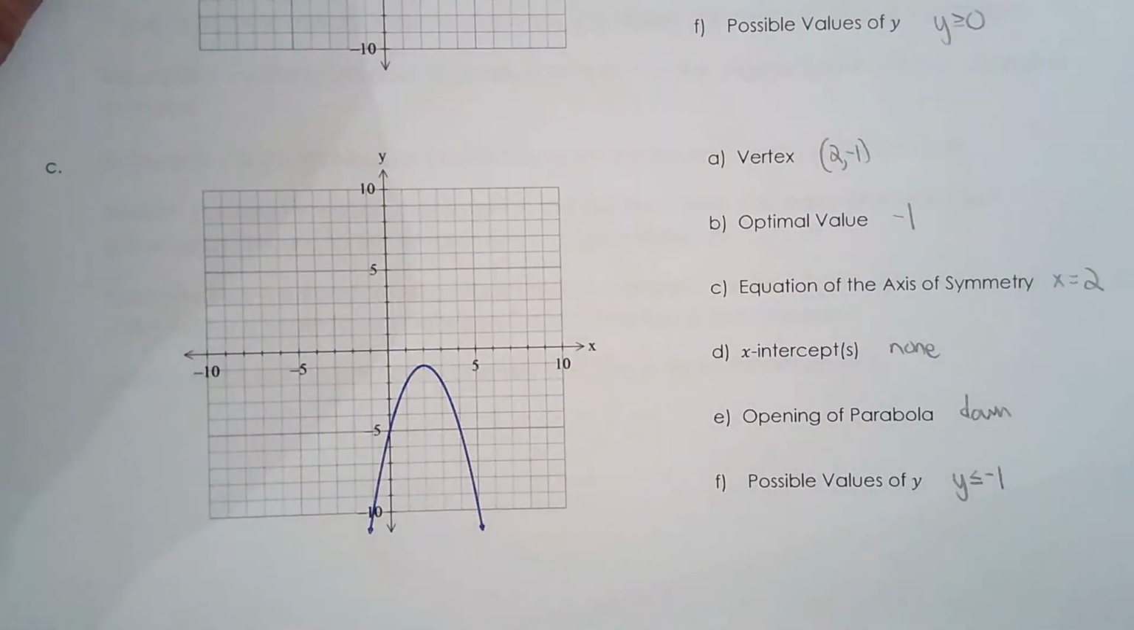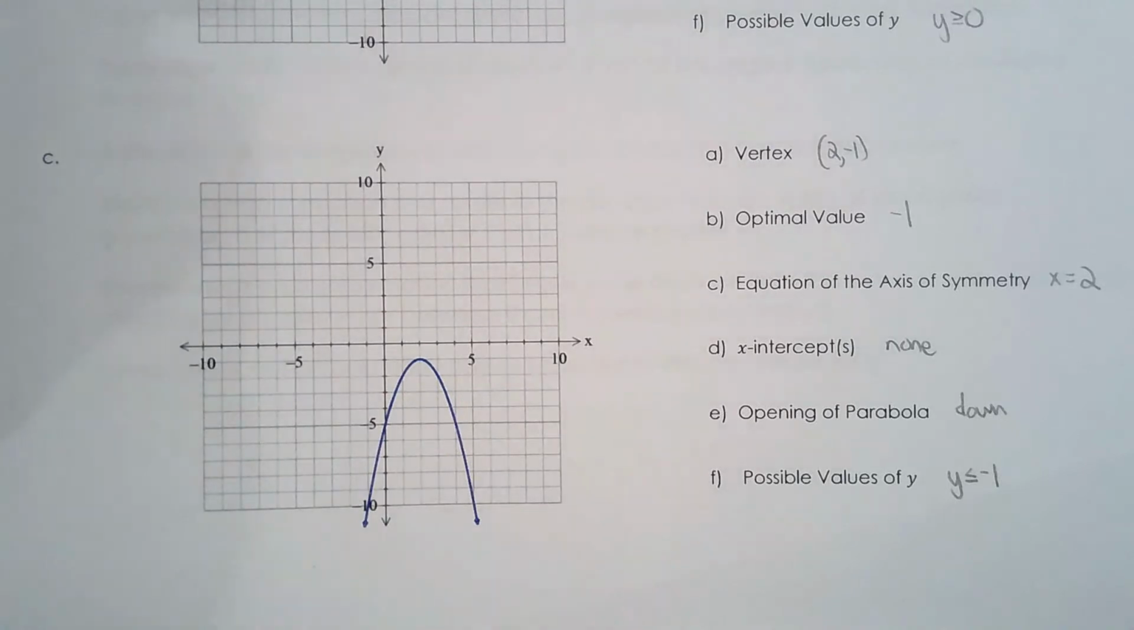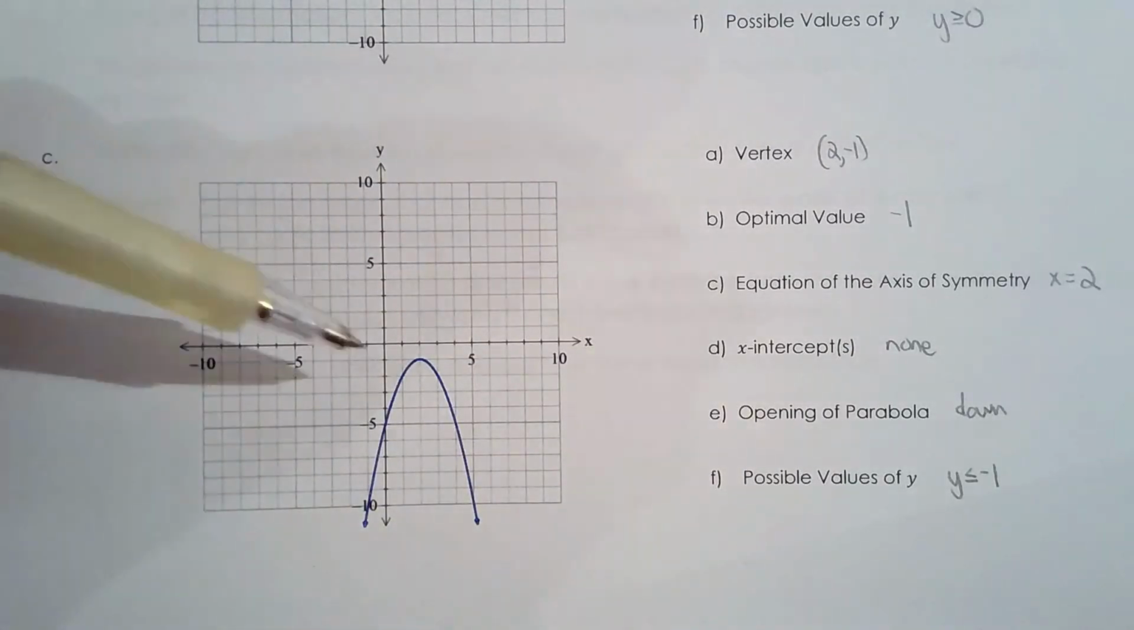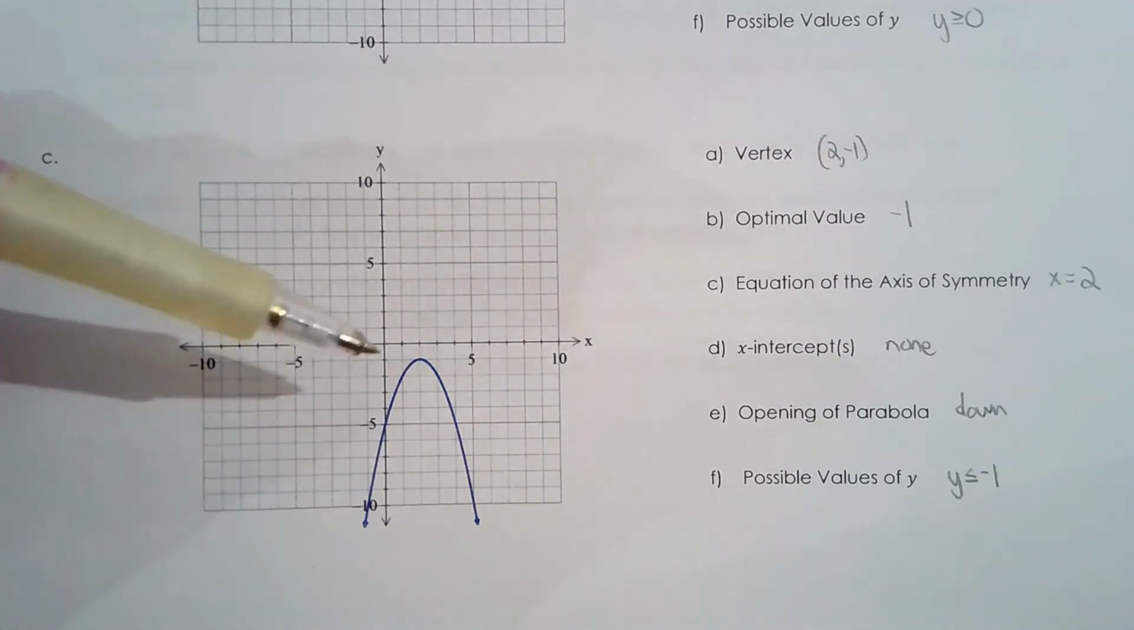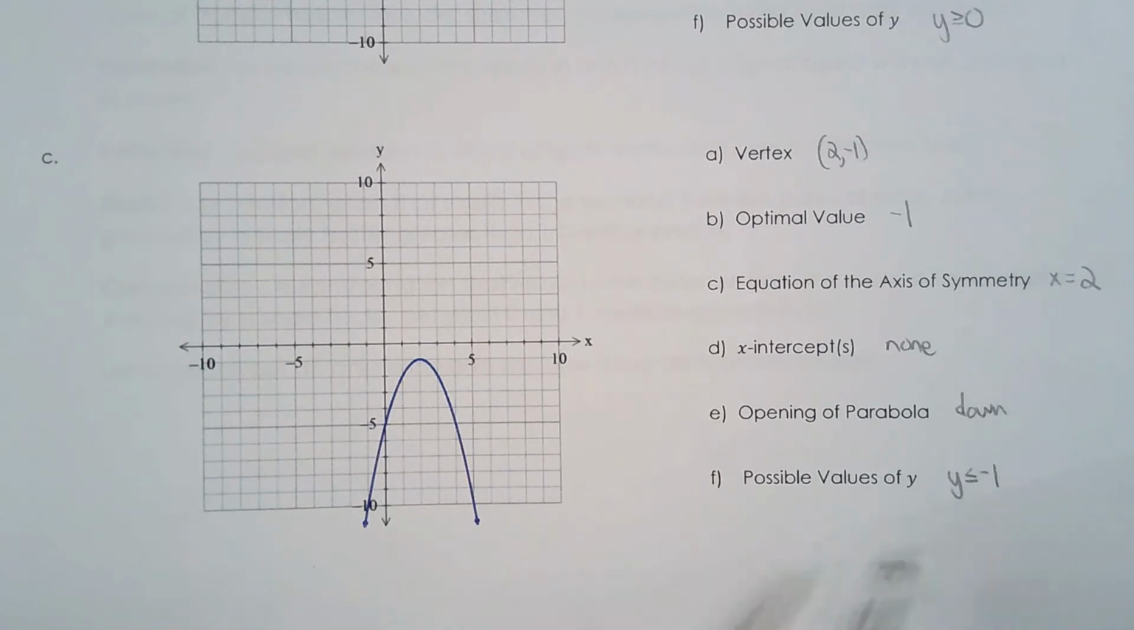So for my third parabola, really not much to say, but the possible values for y here is less than or equal to negative 1. I would highly recommend you to just look at the graph of the parabola to determine what the possible values of y are. Okay, and I'll give you another hint.